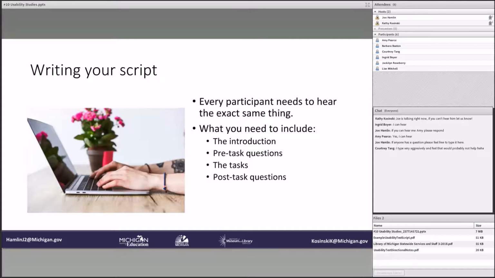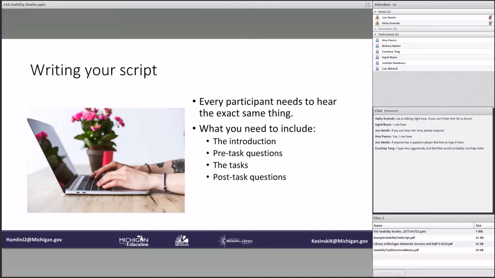Okay, so writing your script, and this is really important. You need to follow a script. The moderator has to follow a script because to keep it in the testing environment, every participant needs to hear the exact same thing, so you don't end up giving slightly different information and slightly different instructions, which could skew the results one way or the other.